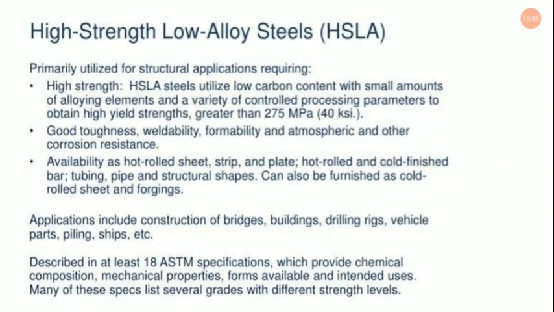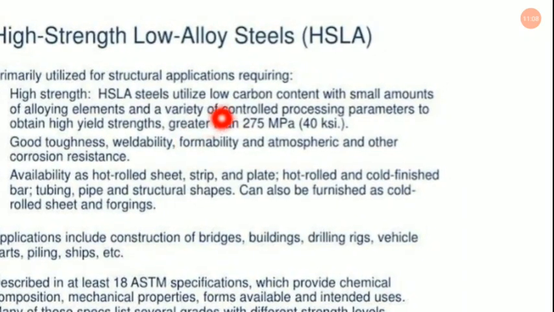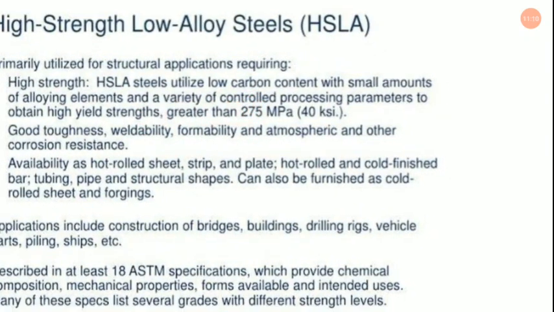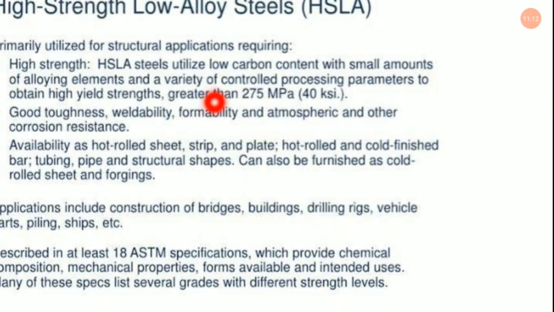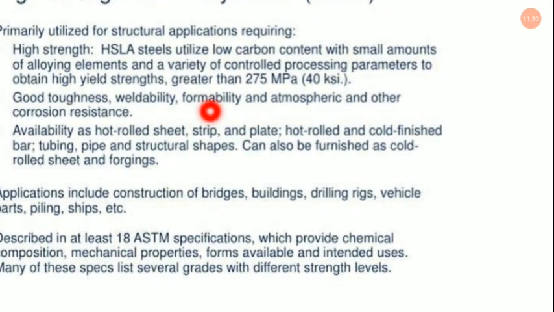Now, high strength low alloy steels, HSLA. They are primarily utilized for structural applications requiring high strength. HSLA steels utilize low carbon content with small amounts of alloying elements and a variety of controlled processing parameters to obtain high yield strengths greater than 275 MPa. They have good toughness, weldability, formability, and atmospheric and other corrosion resistance.